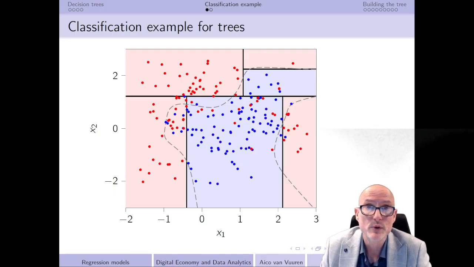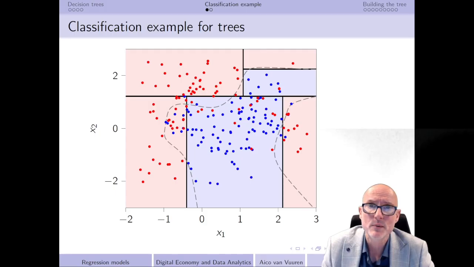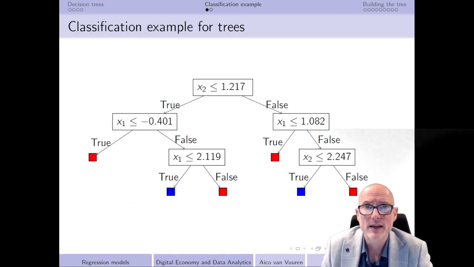Concluding from this, the more you go down, or the more layers you make, at a particular moment in time it might be better to have some of the subspaces not be split anymore. That implies that our final tree is going to look like the following one that we have over here. At the moment that x2 is smaller than 1.217, then we go in the left direction.